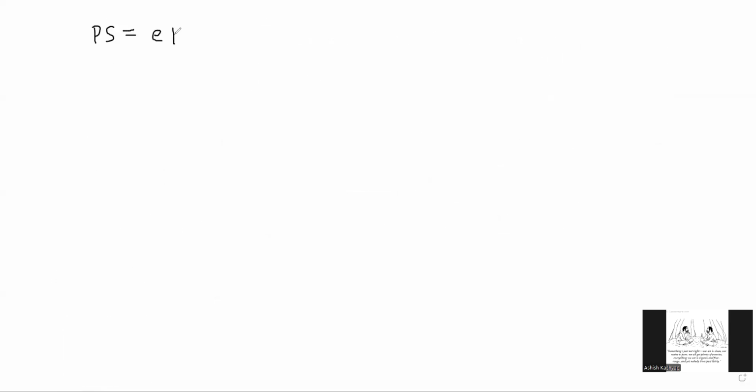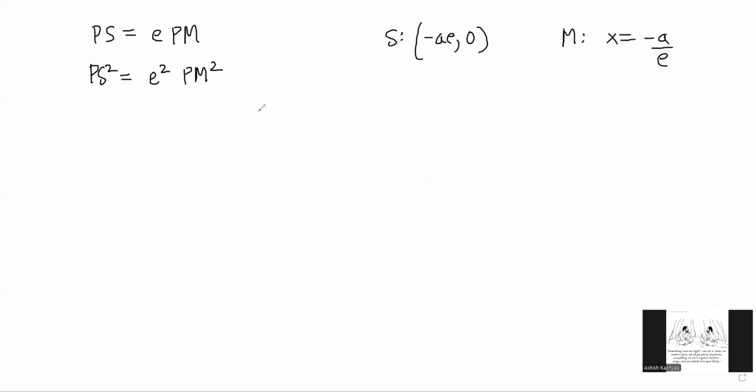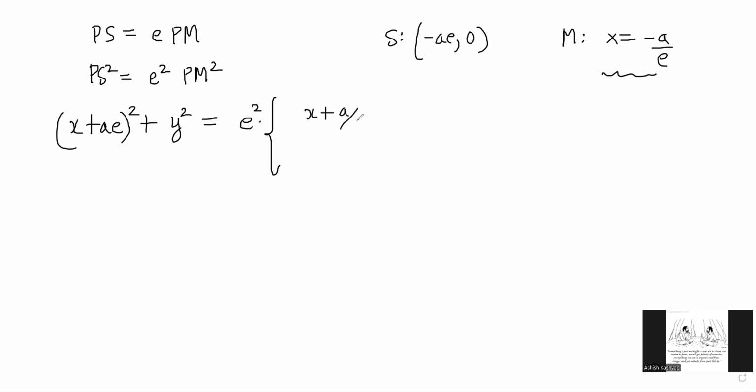PS is equal to E PM. So PS square is equal to E square PM square. And PS square would be the distance of X. So S is minus AE comma 0. And the line M is given by X is equal to minus A by E. So PS square would be (X plus AE) whole square plus (Y minus 0) whole square, which is equal to E square times PM square. PM would be the distance of (X, Y) from this line, which will be (X plus A by E) divided by root over 1. So this is the distance and we have to square this.